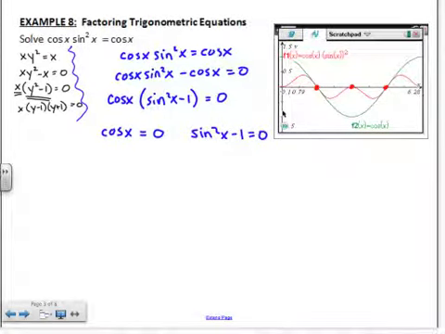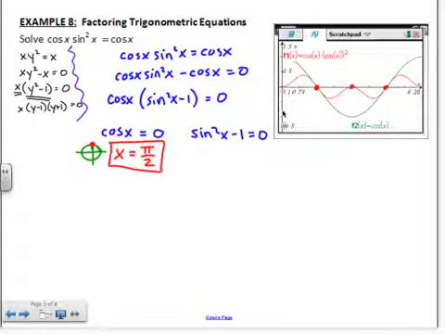Okay, well, I can go ahead and solve this one. This one's easy because if I look at my unit circle, when the cosine is 0 between 0 and pi, that would be right here. So that's at x equals pi over 2. That's one solution.